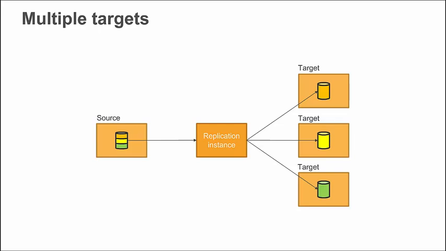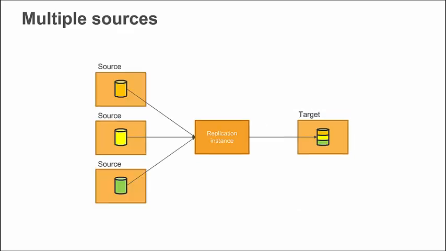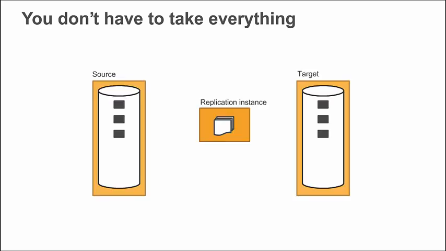You can use the Database Migration Service to move data from a single source to multiple targets. You can also use the service to integrate data from multiple sources into a single target. You don't necessarily have to move everything that is in your source database. For example, if you have 5 tables but you only want to move 3, you can certainly do that with the Database Migration Service. You can even move a subset of a 4th table. And if you want to skip a 5th table entirely, that's possible as well.